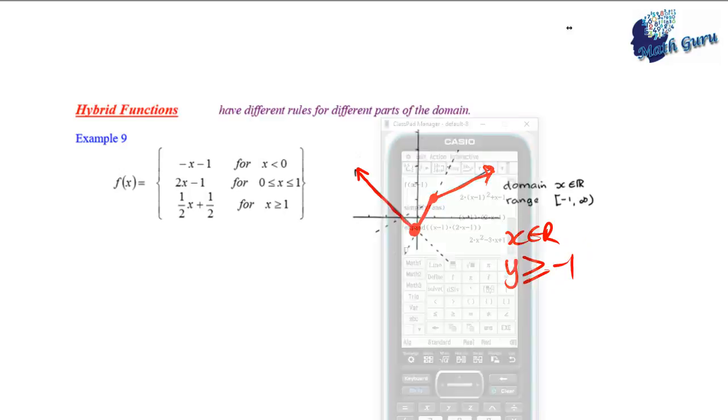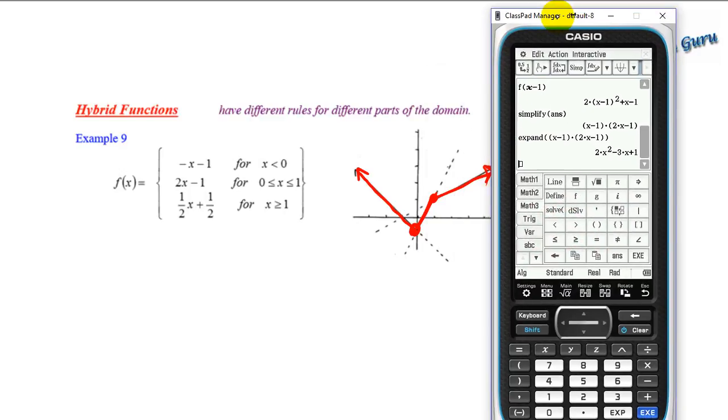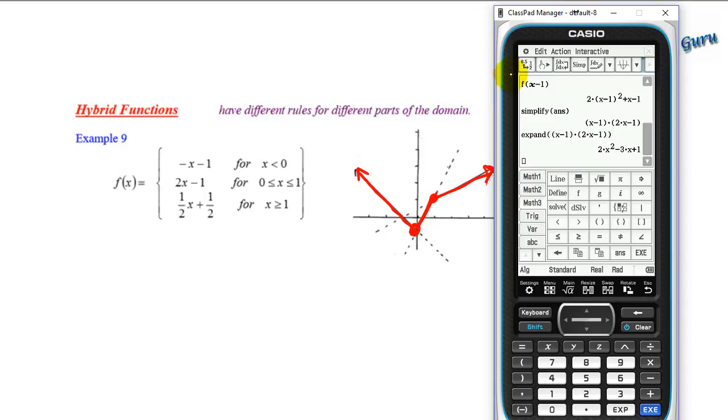Now let's have a look at it on a CAS. Okay, I'm going to get rid of what we've already got in here. Edit, clear all. Now to put in we're going to math 3 in this thing here.